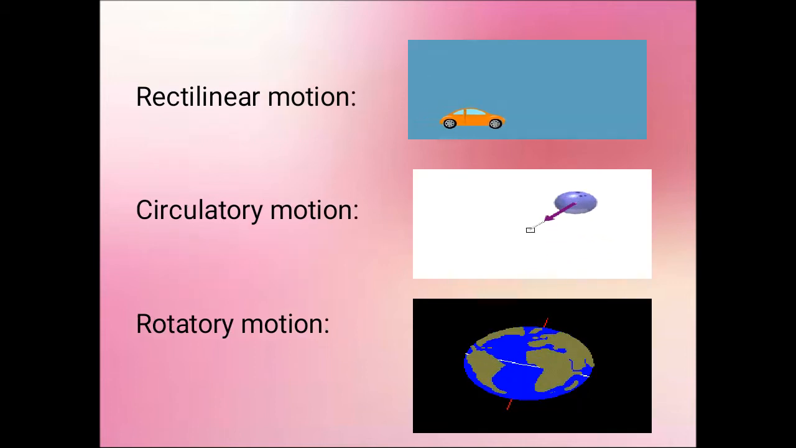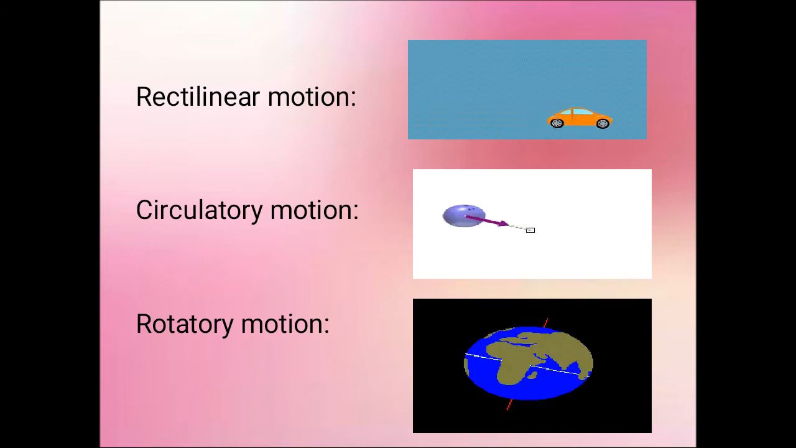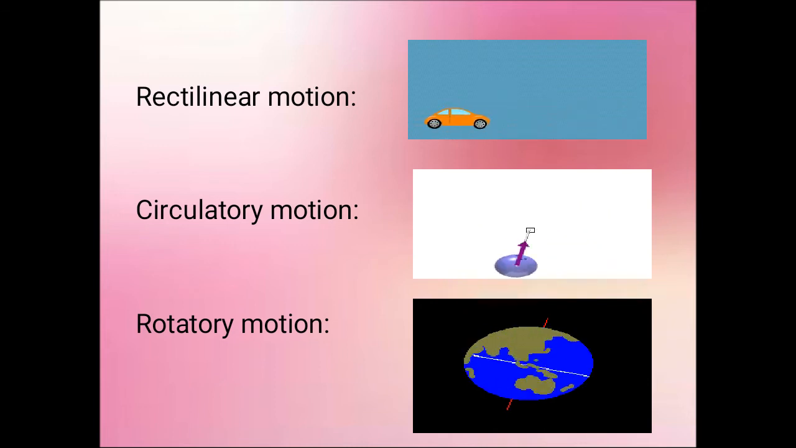So what is rectilinear motion? If an object travels in a straight line, that particular object is said to be in rectilinear motion. Example, moving of car on a road, shooting a bullet from a gun, right, and falling a stone. These are all examples of rectilinear motion.